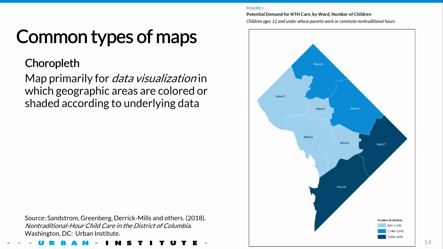Now we're going to move into some examples of common types of maps from real child care supply and demand projects. Each map relates to the mapping purposes of data visualization, spatial analysis, or both. Our first type of map is a choropleth. Choropleth maps facilitate data visualization and involve coloring or shading geographic areas based on underlying data.